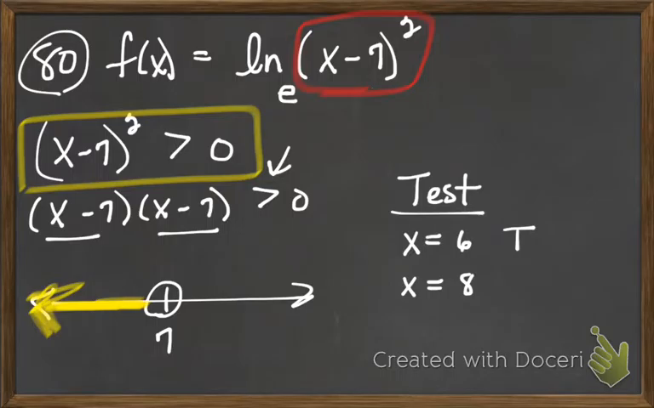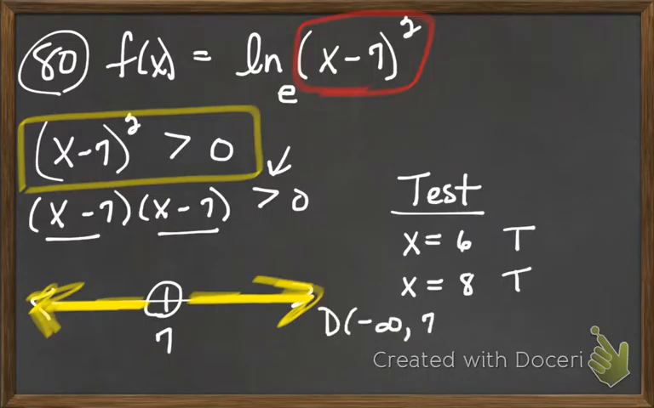Go back into x minus 7 squared. It's got to be greater than 0. Would 8 make that true? Yes, it would. If 8 makes it true, then that's enough to prove that every point greater than 7 would also make x minus 7 squared greater than 0. So in this specific graph, which we really don't know what it looks like, but algebraically, we know that our domain goes from negative infinity all the way up to what? To 7, parentheses.